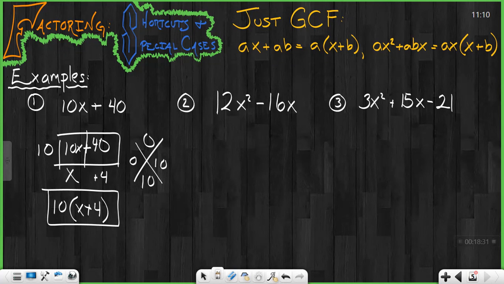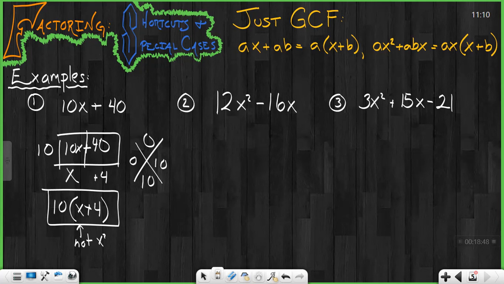I can't factor x plus 4 any further. How do I know I can't factor it further? There are no more x squareds. It's not x squared anymore. So if you don't have an x squared, the only option is to pull out a GCF.